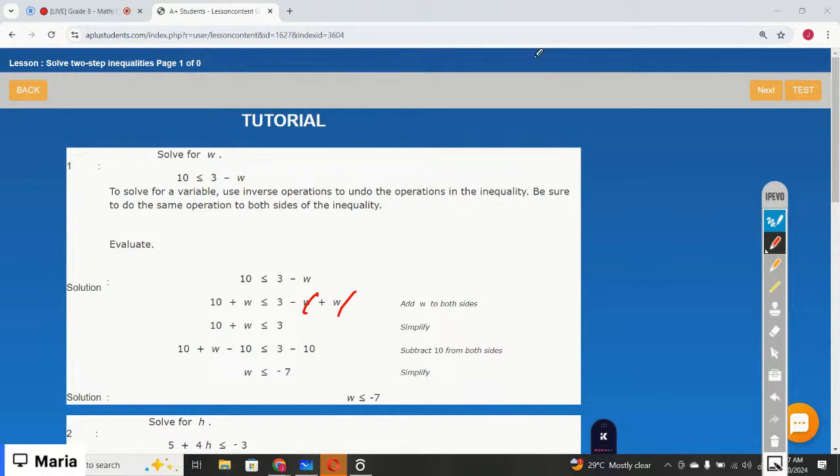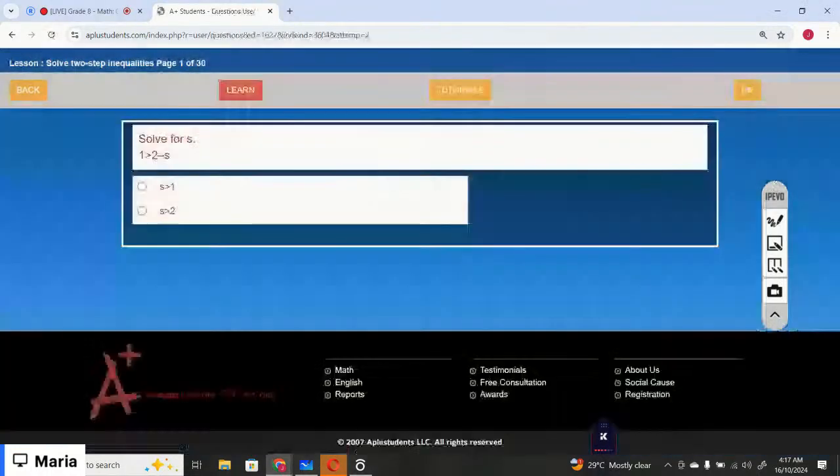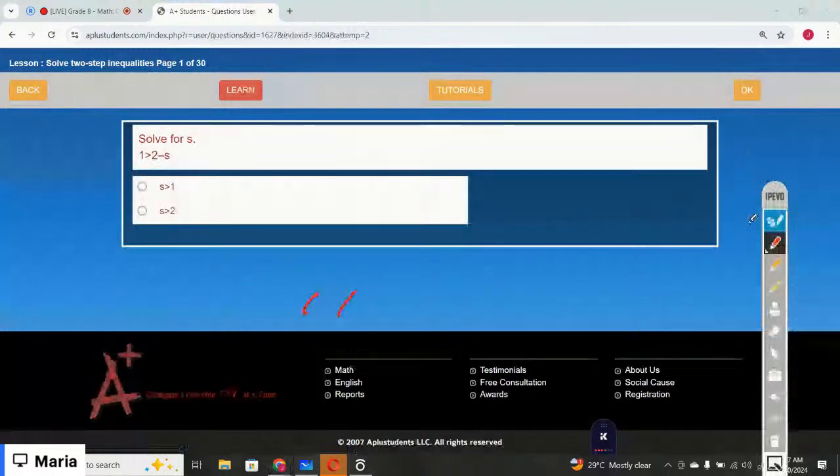So that is w is less than or equal to 7. Let's just start with the test questions. So 1 is greater than 2 minus s, right? So 1 is greater than 2 minus s, just add s to both sides.